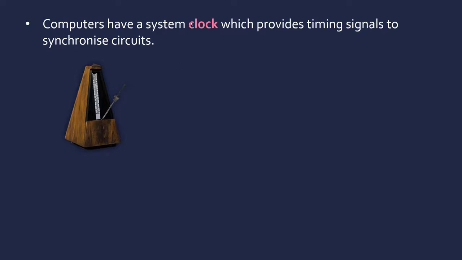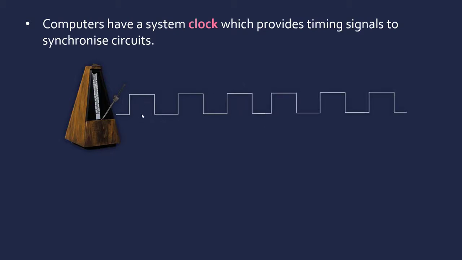And it's not like a clock like we're used to, it's like a metronome in music, which just produces a steady rhythm, a steady pulse of voltage. This is representing two different voltage levels. It could be on and off, it could be 5 volts and 10 volts, but the fact remains that it's a very steady kind of pulse.